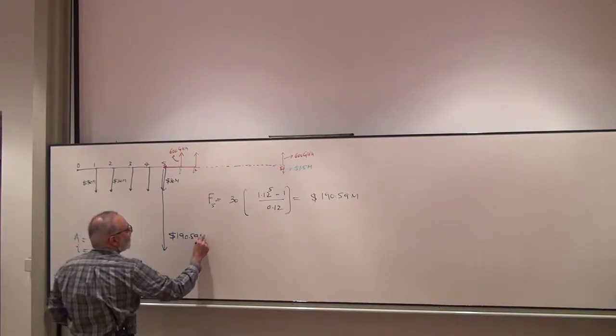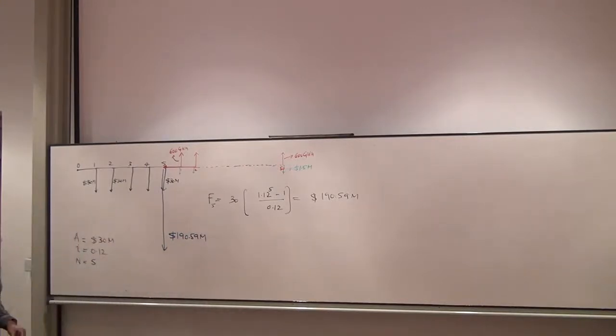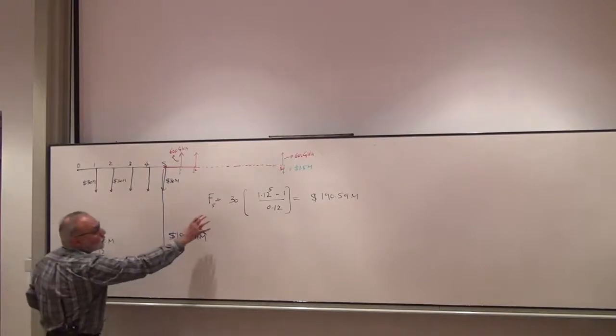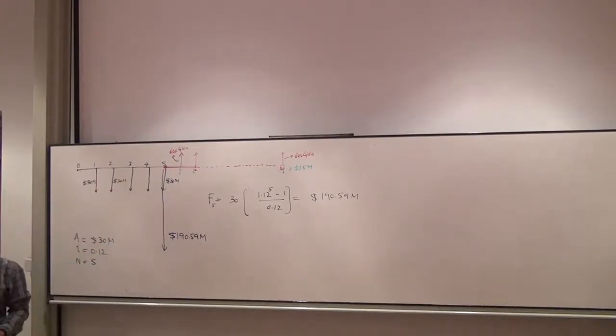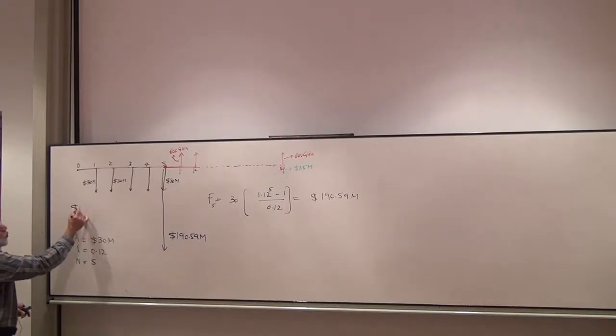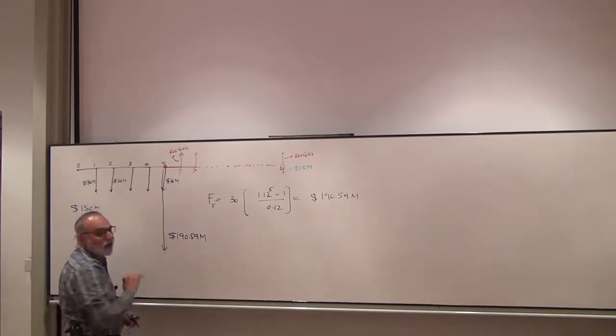$190.59 million has come over here. When we apply this formula, we have brought all the cost over here. Please note one more point. The original capital cost was 150 million. Now we have $190.59 million.